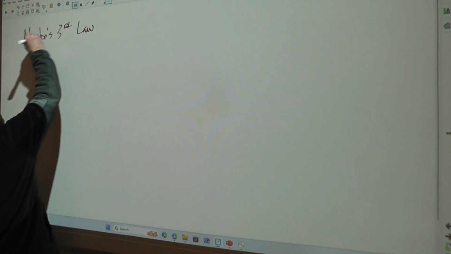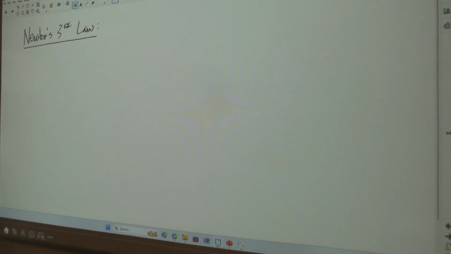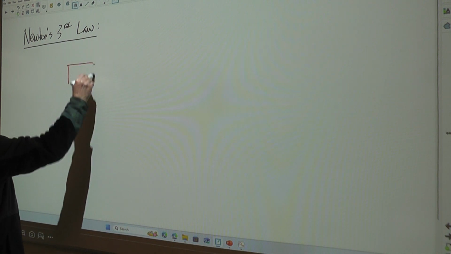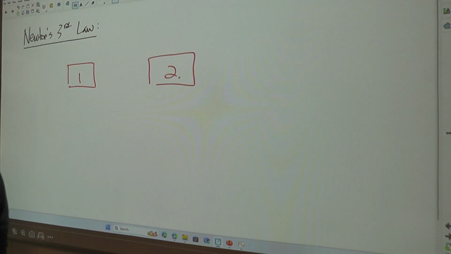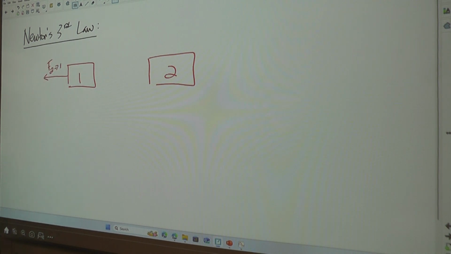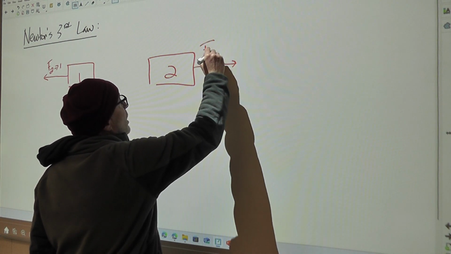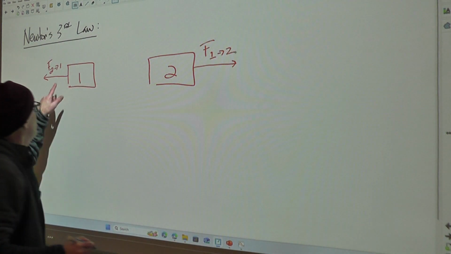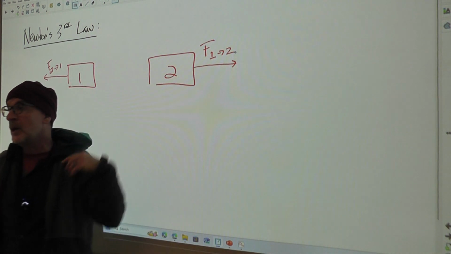Newton's third law says that the forces acting on an object will always come in pairs. So in this case, we have one cart here and one cart here. At the moment of the collision, this cart is experiencing a force in this direction from the other one, and this cart is experiencing a force in this direction from the first one. So this is the force from cart 2 on cart 1. This is the force from cart 1 on cart 2.